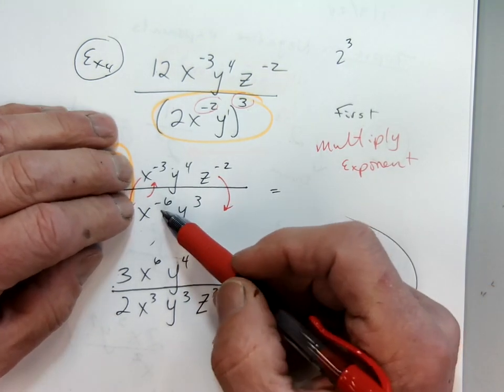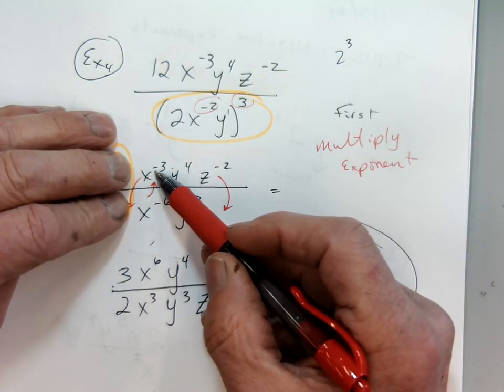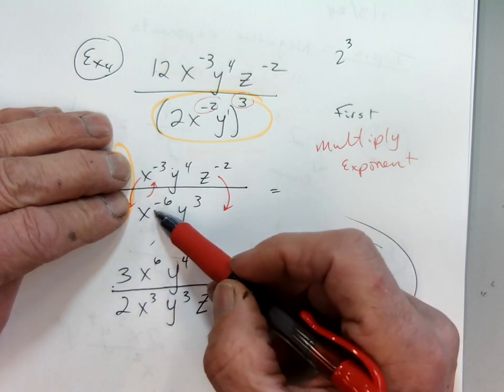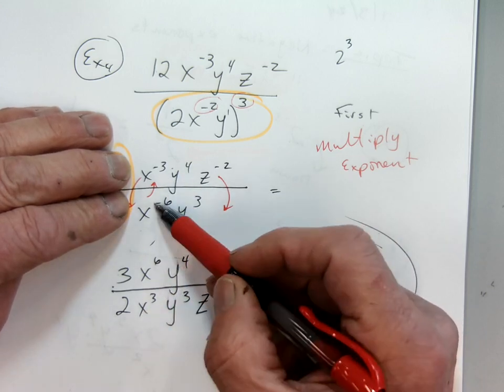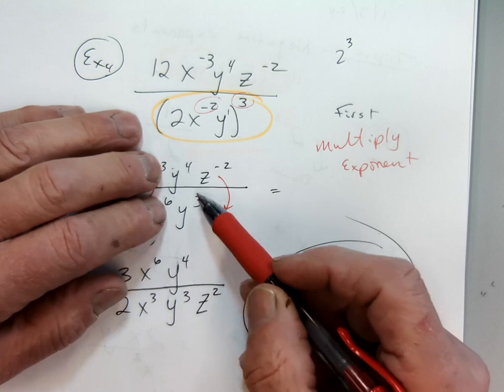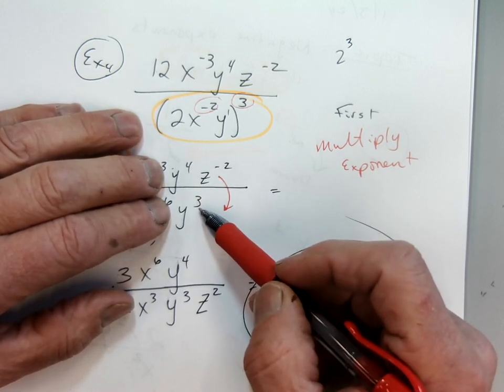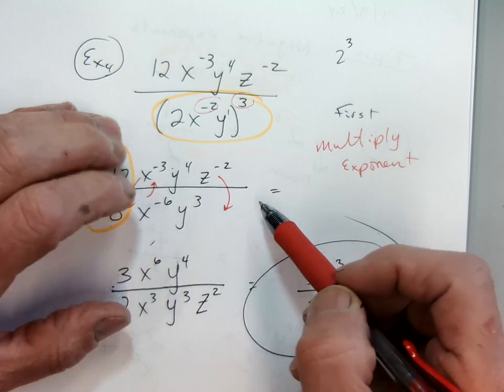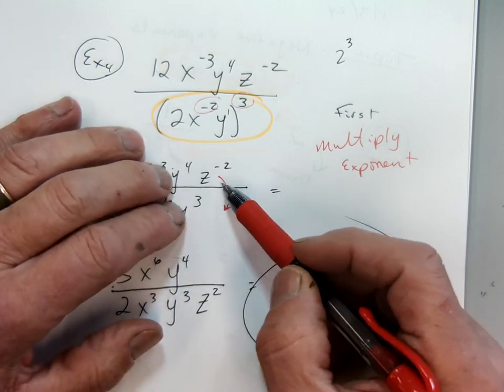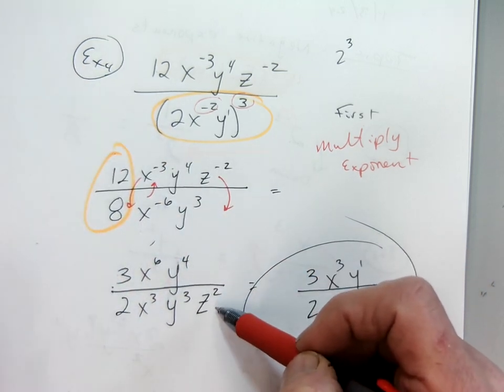And then I went to the x's and the y's and the z's, and I moved them, okay? So x to the negative 3, to make it positive, move it down. y to the negative 6, to make it positive, moved it up. So it came up, came down. y to the 4, just keep it where it's at. y to the third, just keep it where it's at, because those are positive exponents, okay? And then finally, z to the negative 2, I brought it down to make it positive, okay?